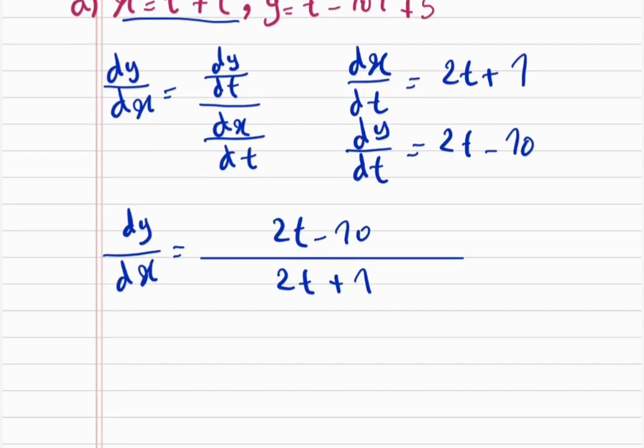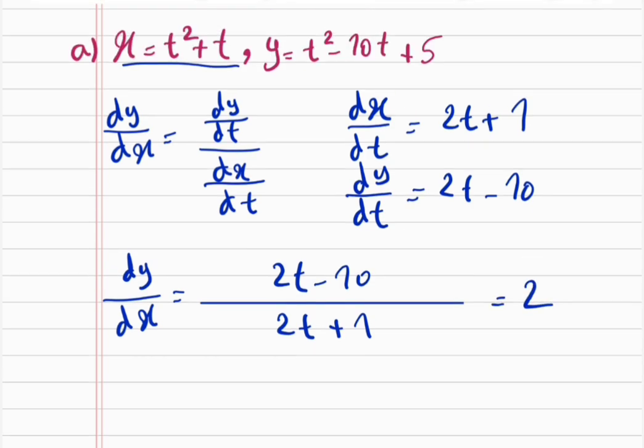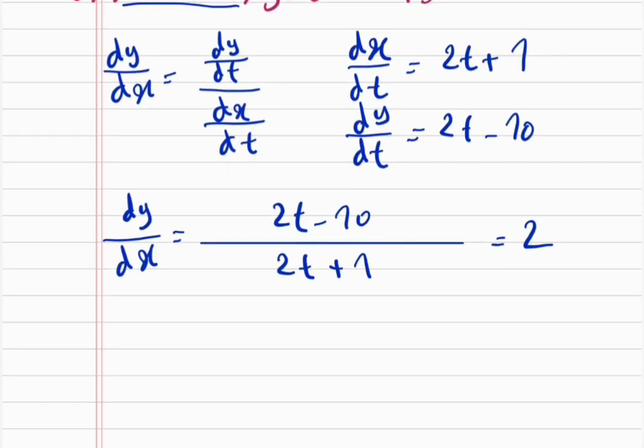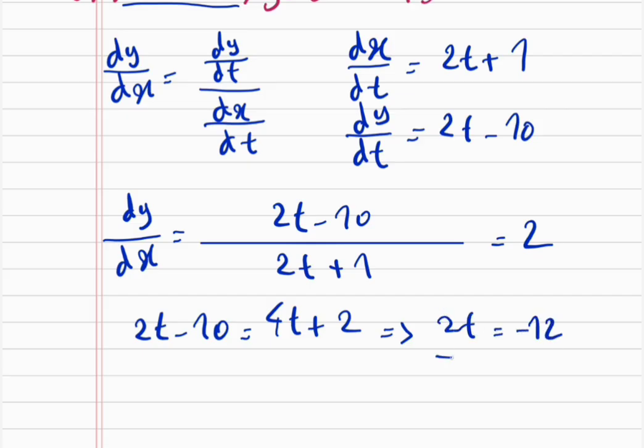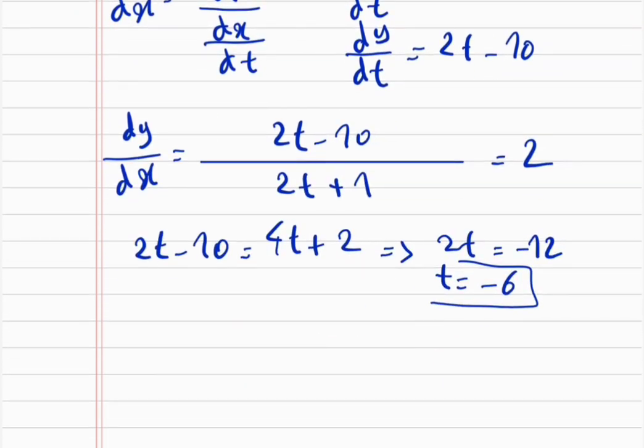So that means in order to find the value of t, we solve this equation, right? Because we want to know what's the value of t when the gradient is 2. So we can now do a cross multiplication. 2t minus 10 is equal to 4t plus 2. This gives 2t is equal to minus 12. That means t is equal to minus 6. Okay, now we have the value of t. We just need to substitute this into the equations of x and y to get the coordinates.